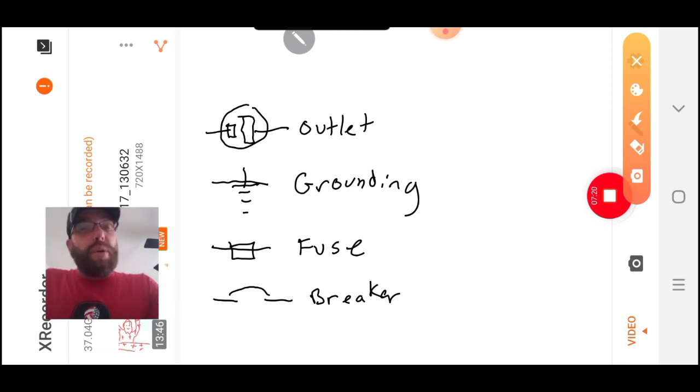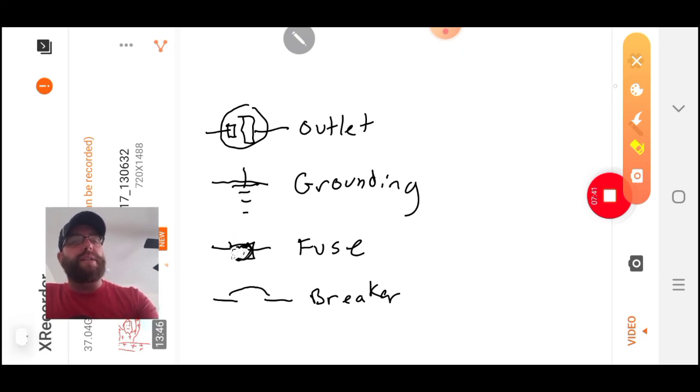If you have an older house, you have a fuse box. In the fuse box, what happens is actually something melts inside of it. The wire inside melts and it's no longer connected. And so your power goes off and there's no connection there anymore.